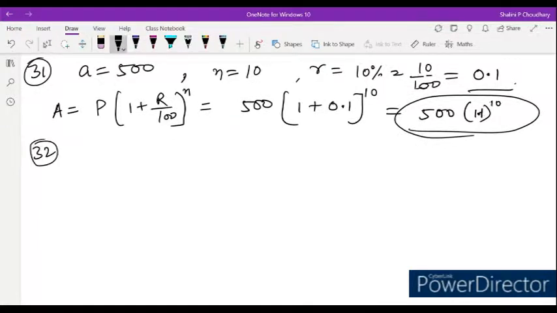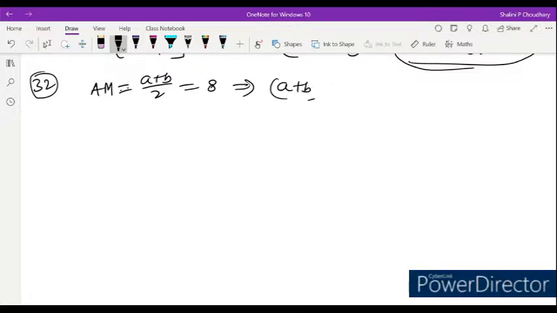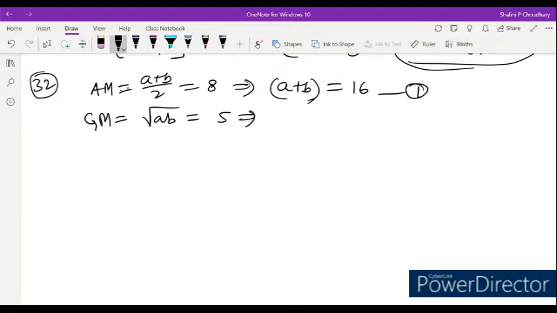Now the last question of this exercise, question number 32. If AM and GM of the roots of a quadratic equation are 8 and 5, it means AM, that is equal to (A plus B) upon 2, and this is equal to 8. It means A plus B will be equal to 2 into 8, which is 16. Equation 1. Now what is the value of GM? That is square root of AB, and that is given as 5. It means the value of AB will be 5 square, that is 25.